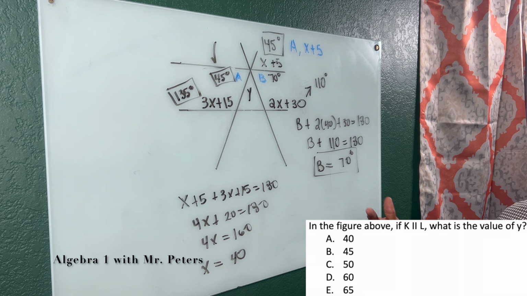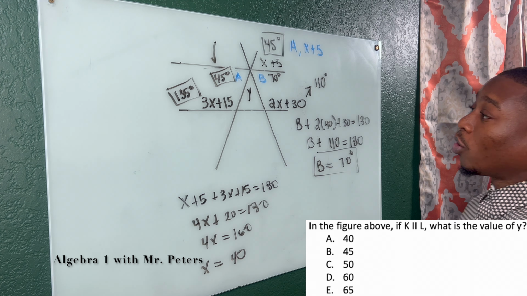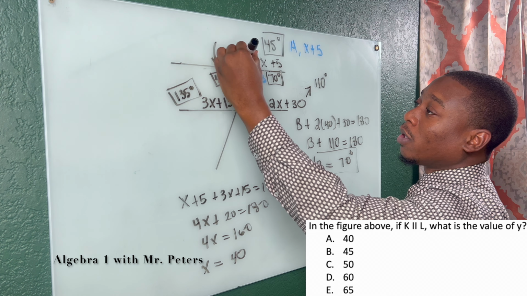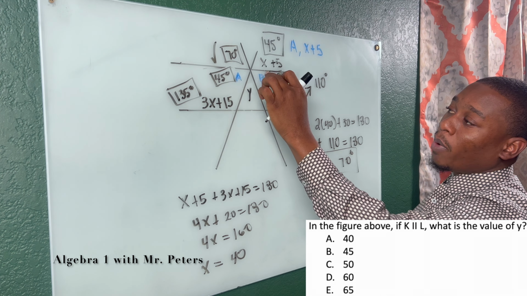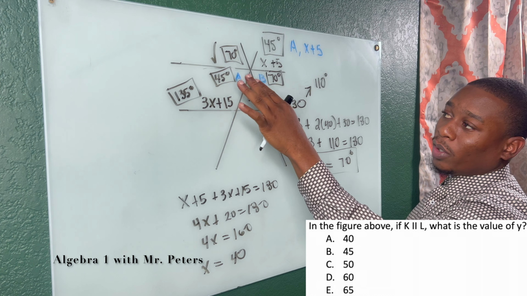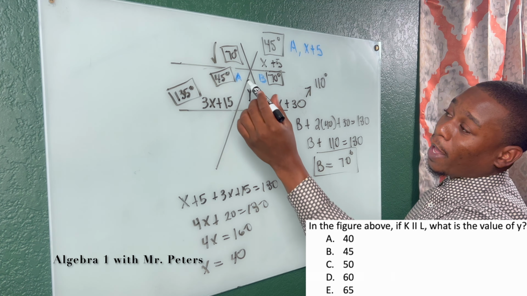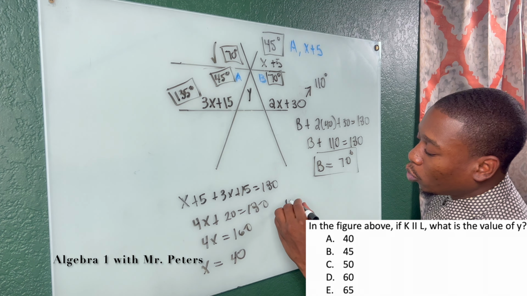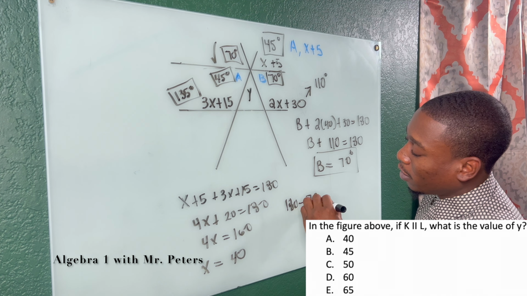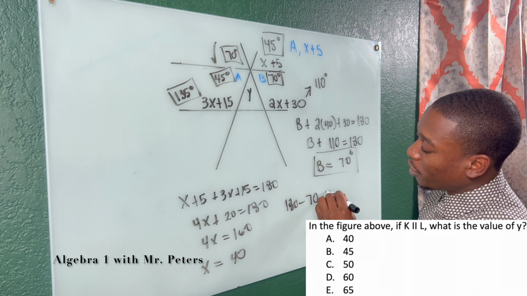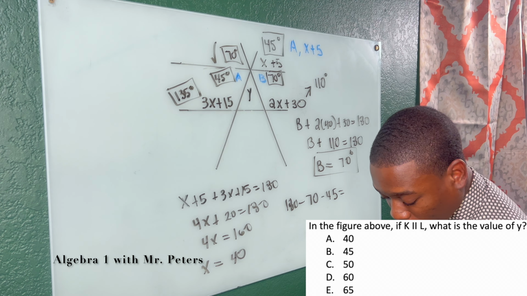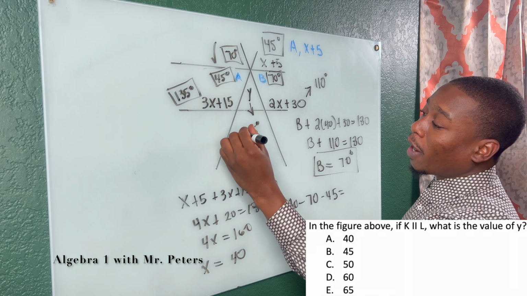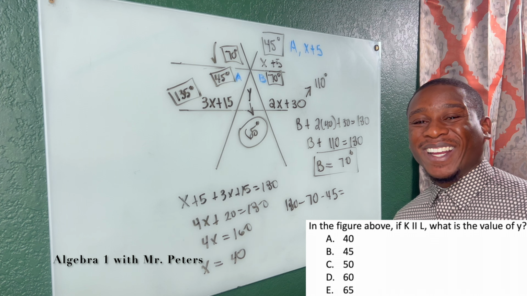And now we're going to be able to determine what angle Y is. So B is 70 degrees, its vertical angle is 70 degrees. And now if we want to find Y, remember that adjacent angles are going to equal 180 degrees. So when I add A, Y, and B, we'll get 180. So to figure out what Y is, we're going to do 180 minus 70 minus 45. And once we do, I believe our answer for Y is going to be 65 degrees. And that will be our final answer.